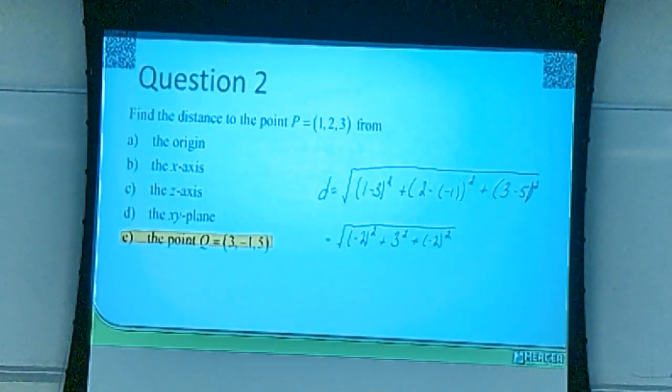Negative 2 squared plus 3 squared plus negative 2 squared. Right, so 4 and 4 is 8, 8 and 9 is 17, so square root of 17 should be our distance. Yes? It's literally the exact same thing as on the plane, we just extend it. That's the only difference when we're dealing with space, it just adds an extra coordinate.